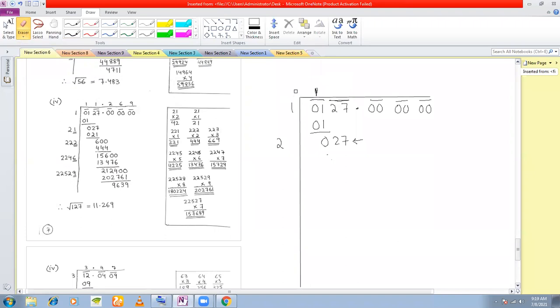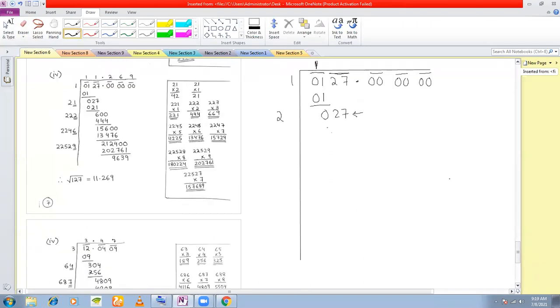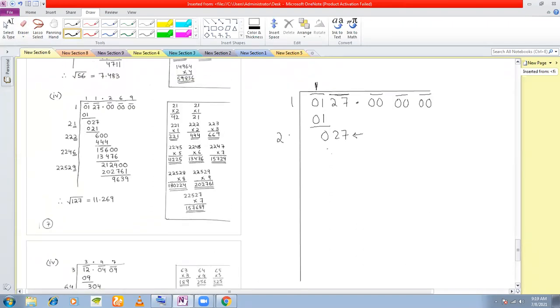We only double. We always double. Understand? Remember the word double. Double means multiplication by 2. So that is why now we put a digit 1 here. 21 into 1 will give you 21, and the remainder will give you 6.